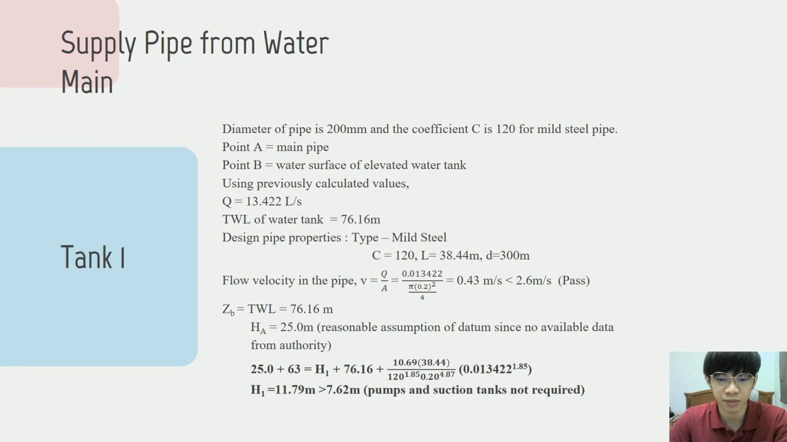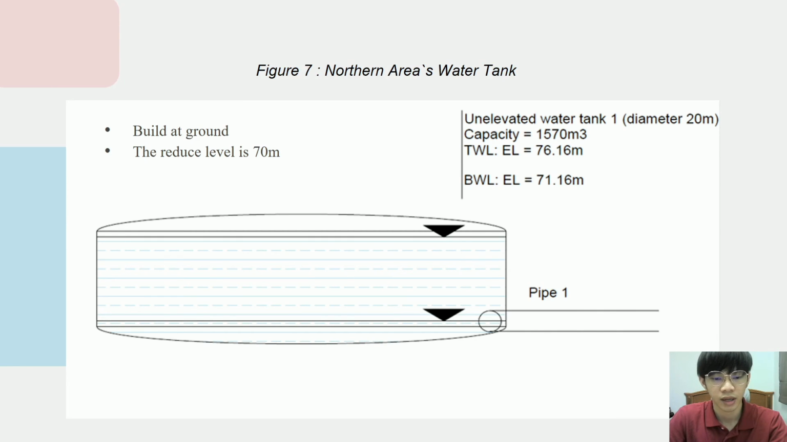Next, to check whether the system needs a pump or suction tank or not, we have to check the H1. The H1 has to be larger than 7.62 to prevent the use of a pump and suction tank. The HA is required data that needs to be obtained from the local authority. In our case, we assume it as 25 meters. This is the figure drawn in AutoCAD after calculating all the values. Our Norton area water tank is built at ground level and its elevation is 70 meters. The tank does not need to be elevated because the residual pressure head for each node in that area fulfills the requirement.